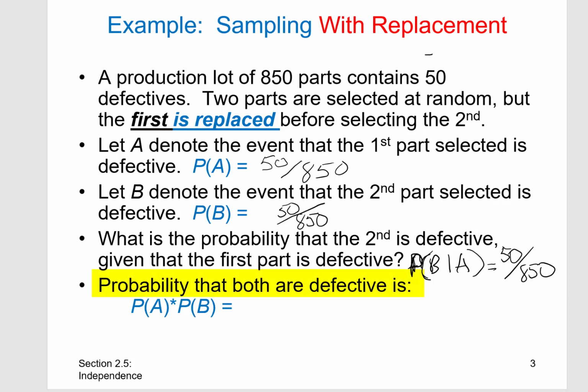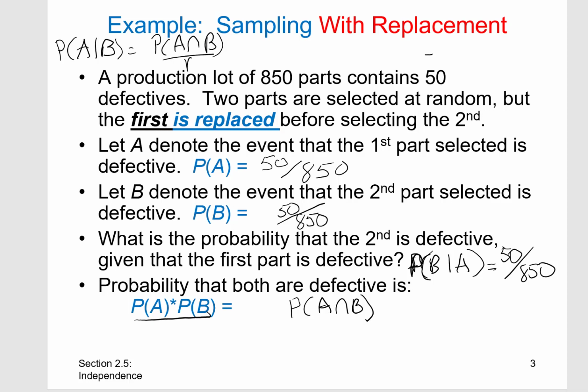So now what's the probability that both are defective? Well, this is kind of jumping the gun right here. How did I get that? That's how I would find that: the probability of A and B. Well, we know when we learn conditionals that the probability of A given that B occurred is the probability of A and B divided by the probability of A. So I could always find the probability of A and B by solving this equation for the probability of A and B. It would just equal the probability of A times the probability of A given B.